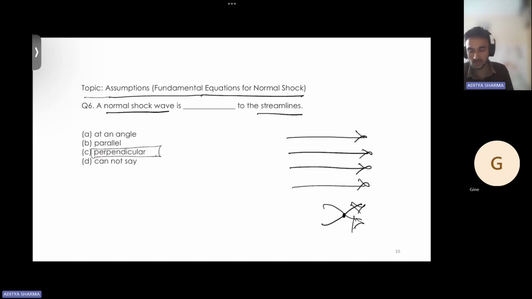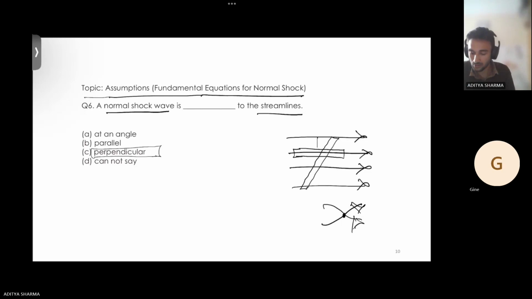So if this is the streamline, what would be the direction of the normal shock wave? Would it be in this particular direction only? This is the normal shock. Would it be at some angle? Certainly there are some shock waves that are at an angle, all right.